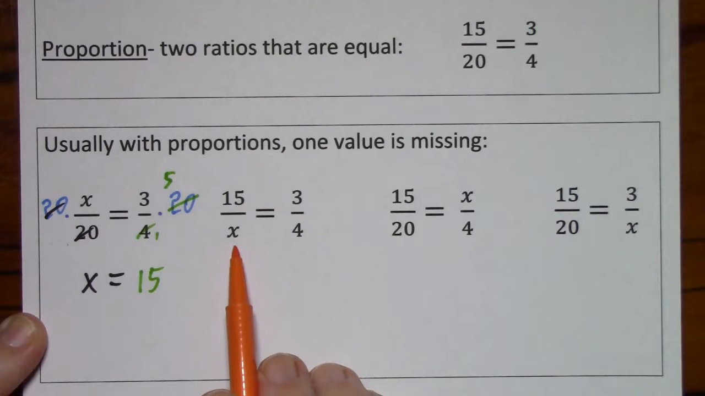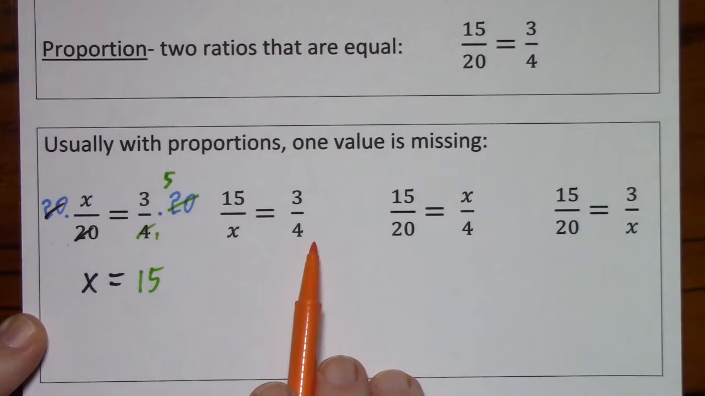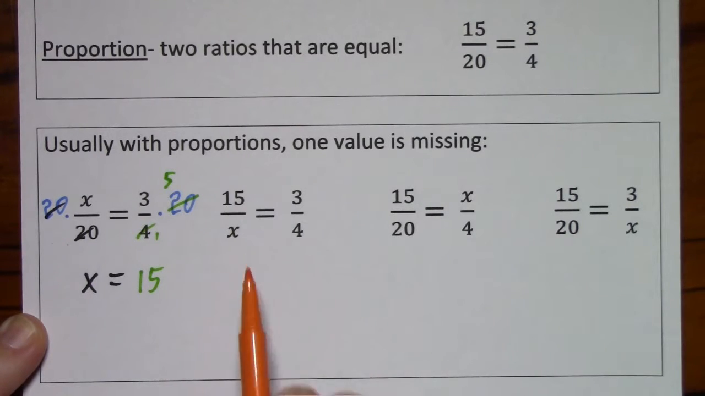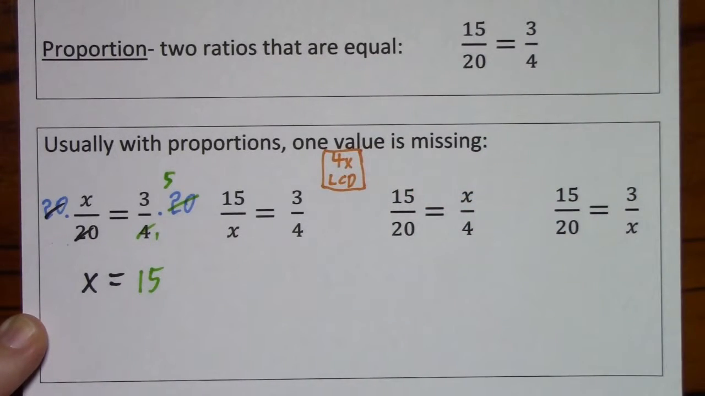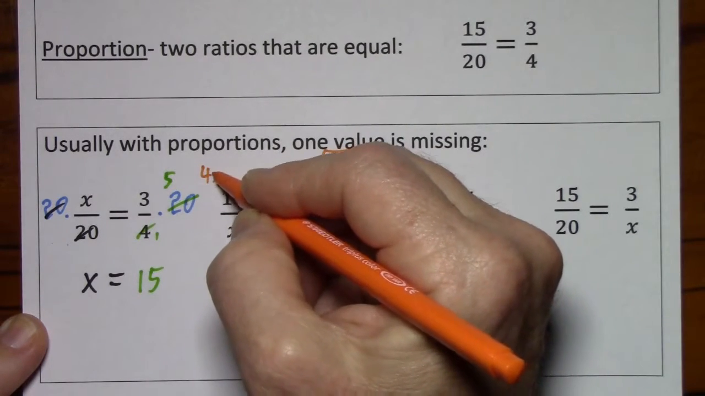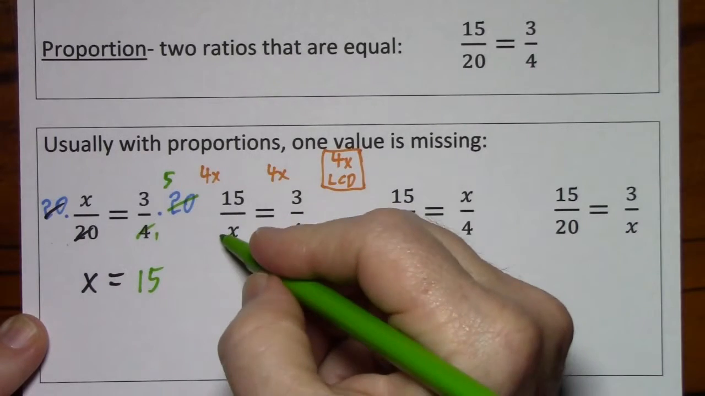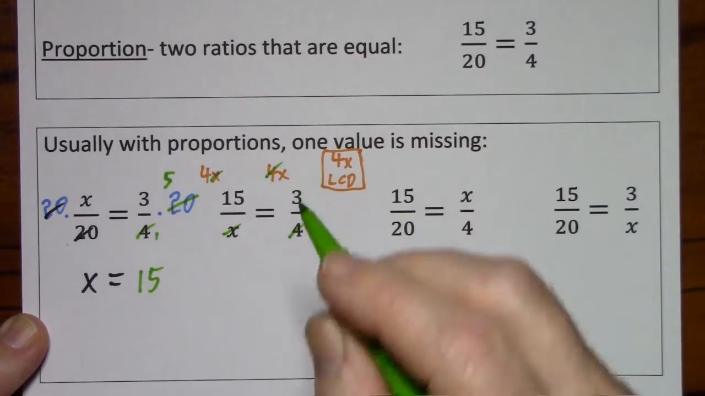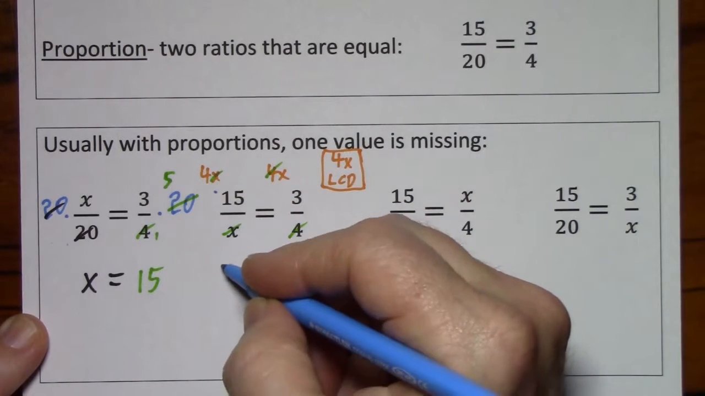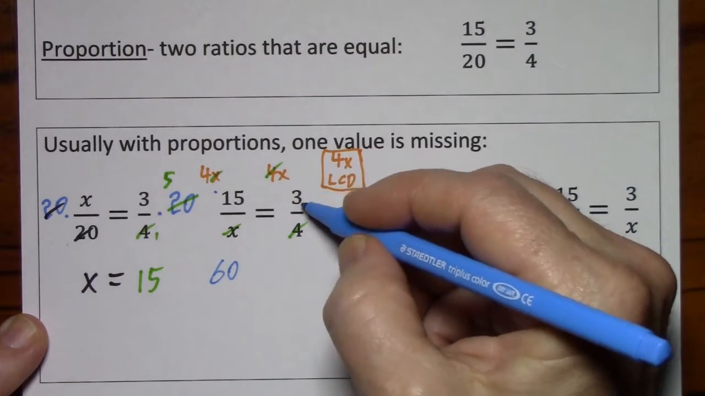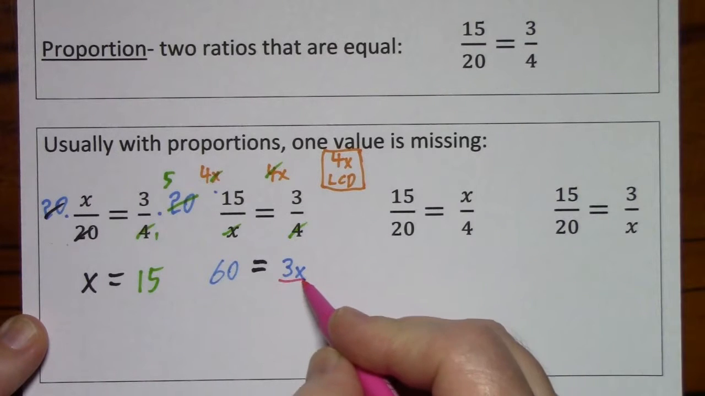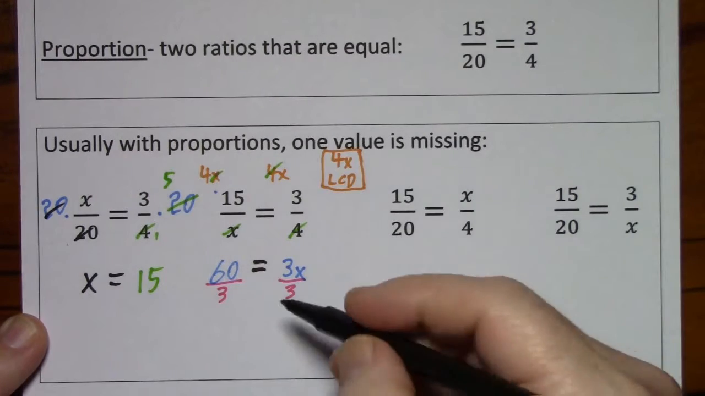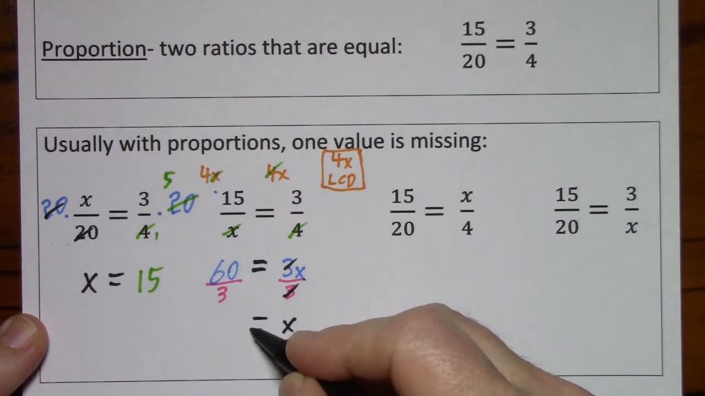With this proportion, the variable's in the denominator. So if we clear the equation of fractions, we won't have a variable in the denominator. The least common denominator is going to be 4x. So we multiply each side by 4x. We're left with 4 times 15 is 60. X times 3, 3x. Bring down our equal. You want x by itself, so divide by 3. Threes cancel. X is equal to 20.